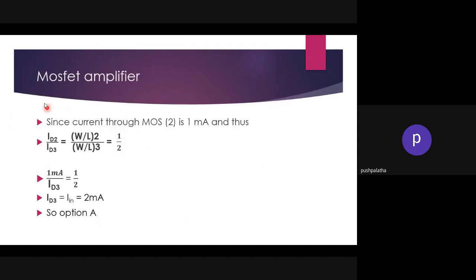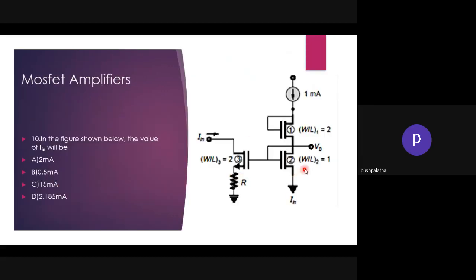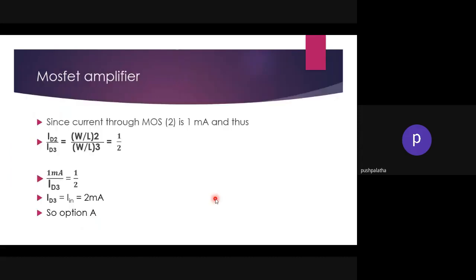Now, ID2 over ID3 is the ratio of W by L of 2 and W by L of 3, which is equal to 1 by 2. Now, what is your ID2? ID2 is actually 1 milliamp over ID3. Since the device is in the saturation region, no need for this W by L, because anyway it is going to be short circuited. Actually, ID2 over ID3 is 1 by 2, so 1 milliamp by ID3 is equal to 1 by 2.